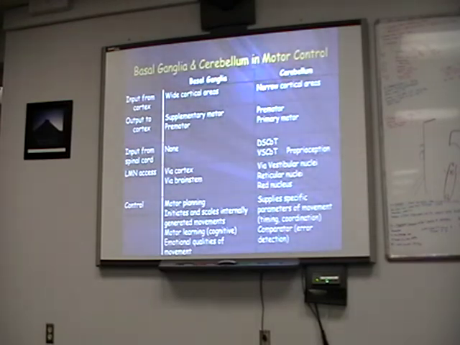Basal ganglia is not going to have direct spinal cord influence. It's going to do that through the cortex and through the brainstem. And then the cerebellum is going to do it through the vestibular nuclei, through the reticular nuclei, and through the red nucleus. So it's going to have more access to the spinal cord. So there are a lot more feedback loops with the cerebellum.